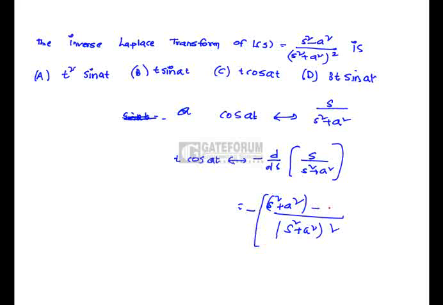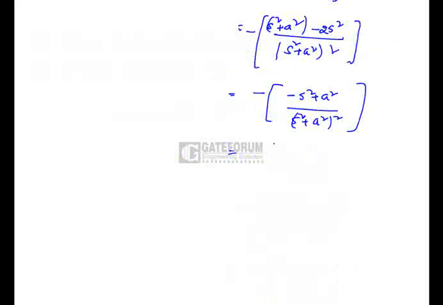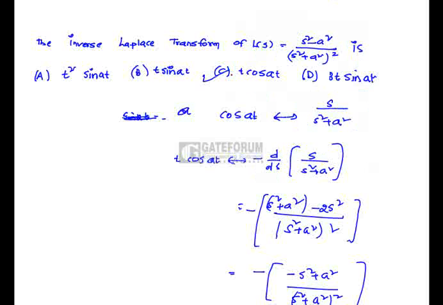minus s into 2s, that is 2s square. So minus s square plus a square, over s square plus a square whole square. So if we take minus outside, s square minus a square by s square plus a square whole square. That is option C is correct.